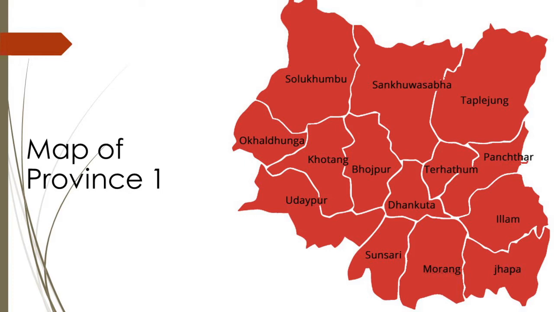Let's go to the next item. All right, any confusion about these two? Province number one, this area, its location and districts, I'm sure that you are quite clear about it. Okay, now let's go to another part.